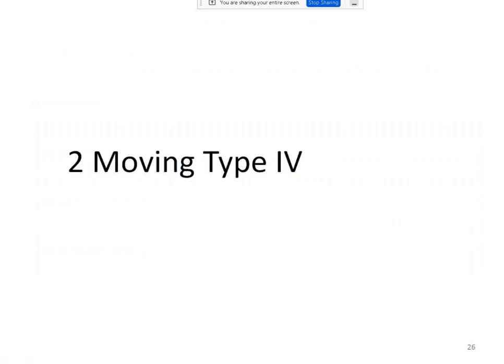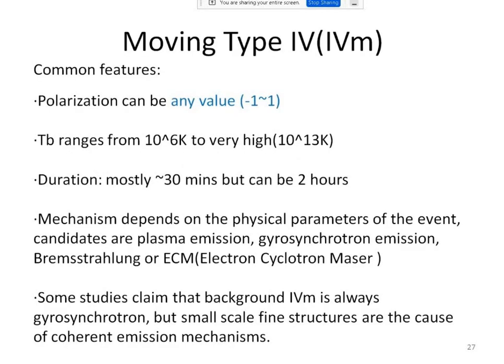Now I will talk about the moving type 4 radio burst I studied. I made a case study of a moving type 4 radio burst. These are the common features of moving type 4 radio bursts. First, the polarization can be any value from minus 100% to 100%. The brightness temperature ranges from 10^6 Kelvin to very high, for example 10^13 Kelvin. The duration of a moving type 4 radio burst is mostly about 30 minutes, but some can last as long as 2 hours. And the mechanism depends on the physical parameters of the event.